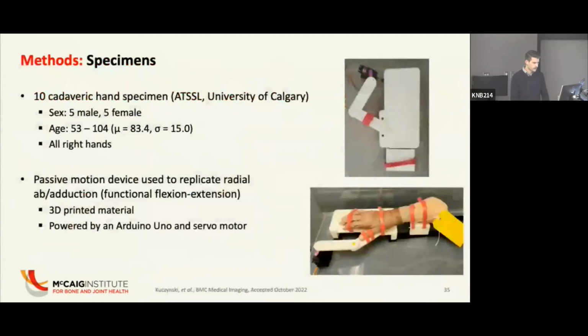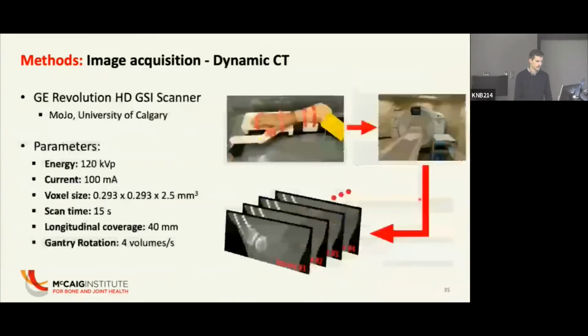So in terms of the methods for the study that we performed here, we had 10 cadaveric specimens from the University of Calgary. They were all right hands, and we developed this passive motion device using a 3D printer, a servo motor, and an Arduino Uno to move the thumbs in a radial abduction-adduction movement or a functional flexion extension, as you can see in the video there.